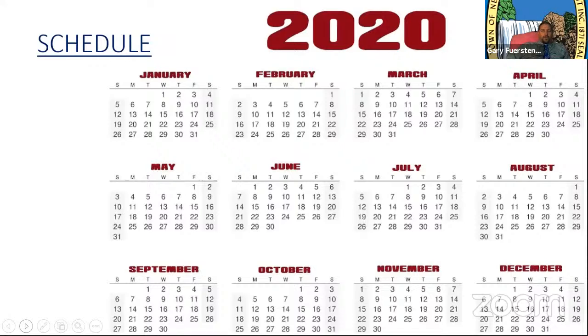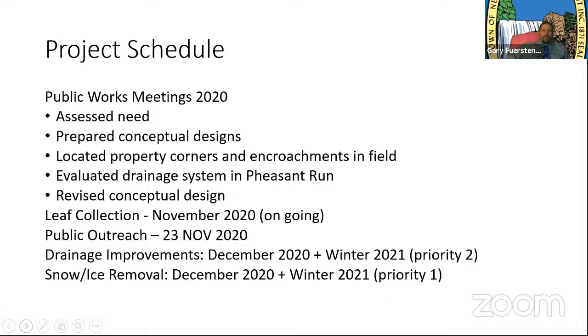Schedule. We're almost finished with this year. Next slide. So throughout the year 2020, at our public works meeting, we've been discussing this project fairly extensively. We assessed the need, we've talked with residents, we've prepared conceptual designs, we've located our property corners and encroachments in the field. We surveyed the drainage system, we evaluated the drainage system for the existing and proposed conditions. We've revised concepts based on field conditions. Right now it's November 2020.